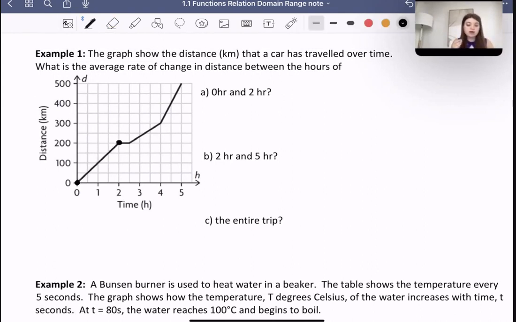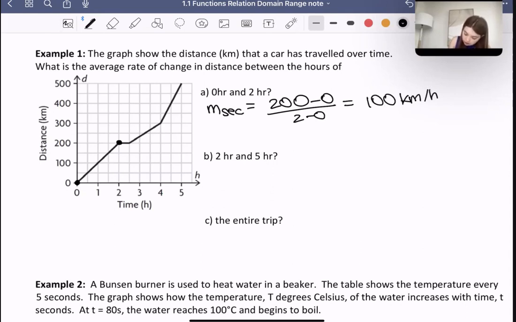Now, let's say it wasn't a straight line, then we would find basically the straight line that goes from point A to point B, which still gives us the average rate of change, right? We'll talk more about that in the next one. But let's just answer this question. The average rate of change is going to be the slope of the secant line, which in this case does happen to be the slope of the line, and that's going to be 200 minus 0 over 2 minus 0, and that's going to be 100 kilometers per hour. So on average, throughout the first 2 hours of their trip, they traveled 100 kilometers per hour.